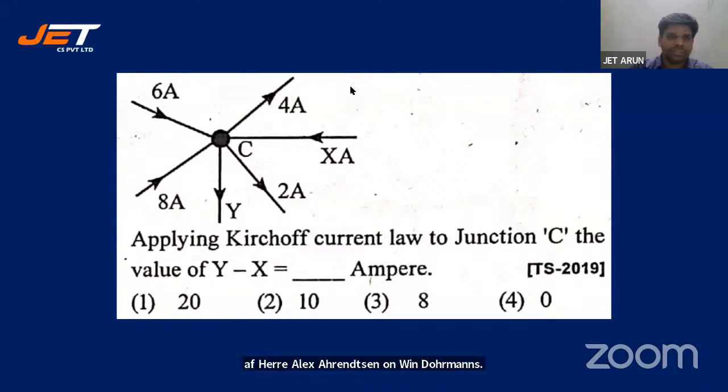Use pen and paper, students. Write incoming currents is equal to outgoing currents. You'll get the equation. LHS, you'll have X. RHS, you'll have Y. All you require is Y minus X.